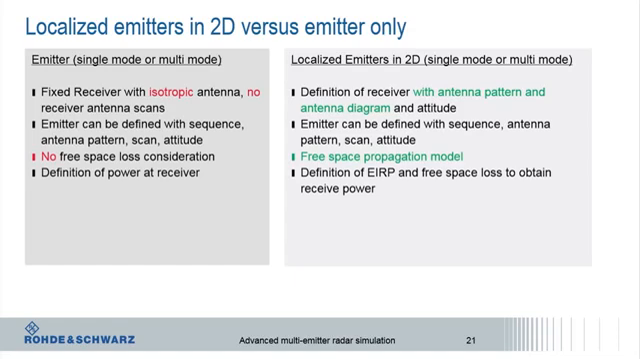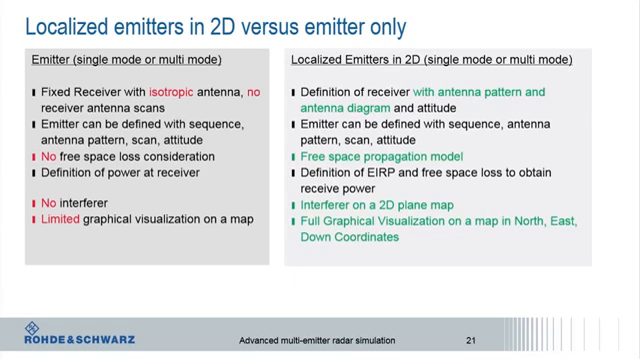On the 2D map, you define the ERP of your transmitting stations. On the 2D map, you can also have interferers, like a telecom interferer, for example. You have a full graphical visualization if you're working on the map, giving you the 3D representation of what has been defined. And in the map dialog, you have access to multiple emitters simultaneously.